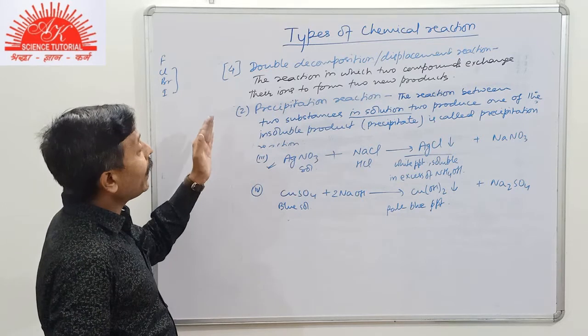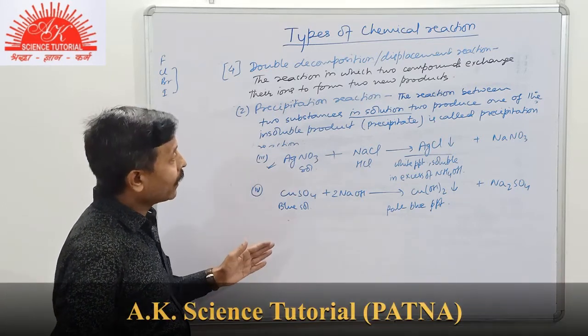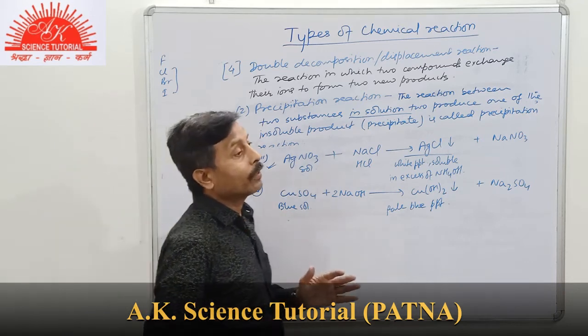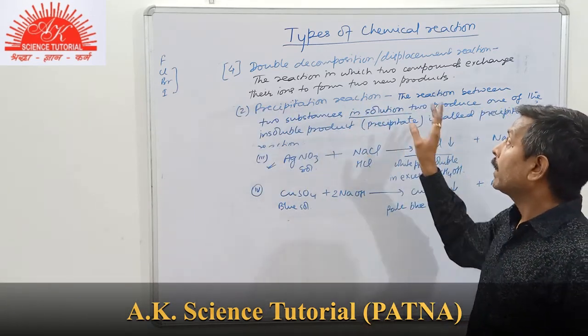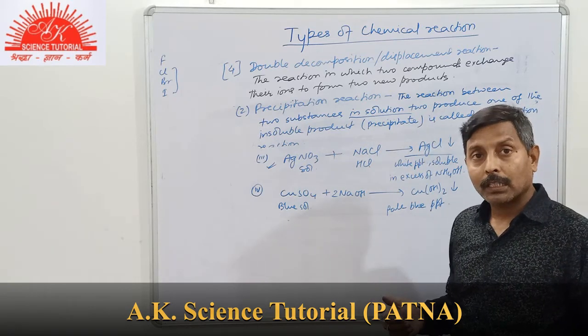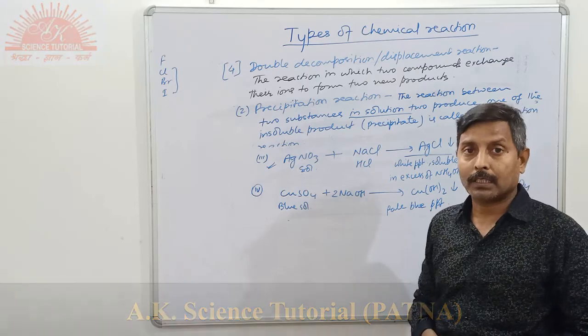So, students, we have discussed some examples of precipitation reaction and the other types of reaction. Clear? So, we have completed the different types of chemical reactions, and the remaining part will be studied in later topics. Okay.